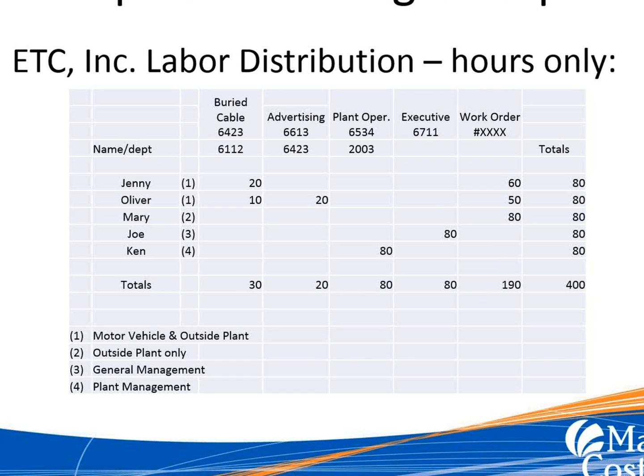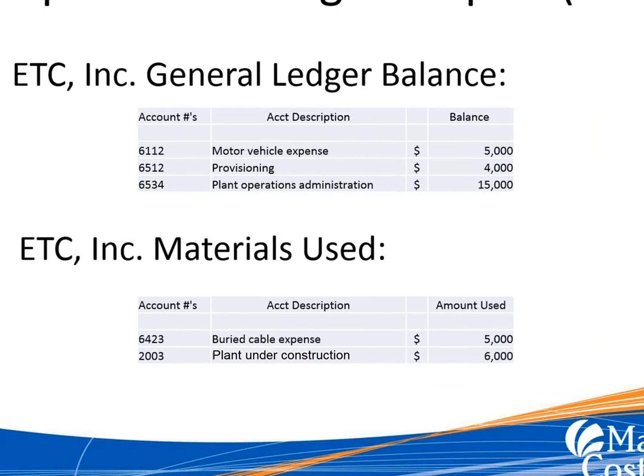Etc. Inc.'s general ledger balance for that period. Motor vehicle expense at $5,000. Provisioning, $4,000. Plant operations administration, $15,000. The materials used, they've posted to these accounts. 6423, buried cable expense, $5,000. 2003, $6,000. Expense clearing examples, clearing of motor vehicle expense to buried cable.